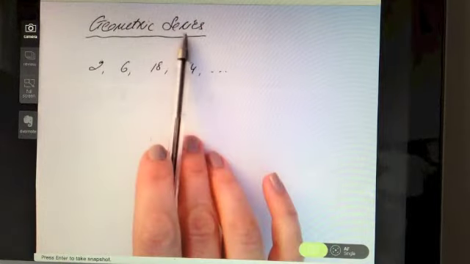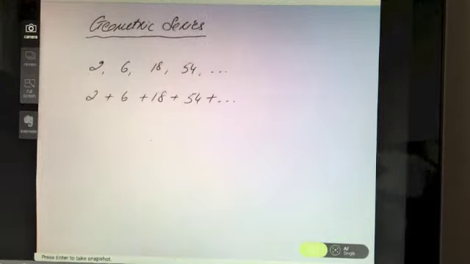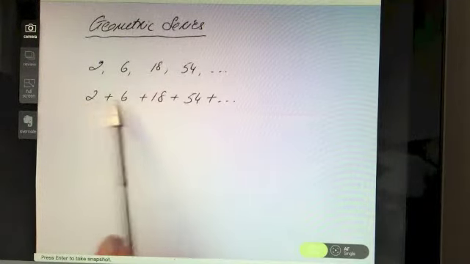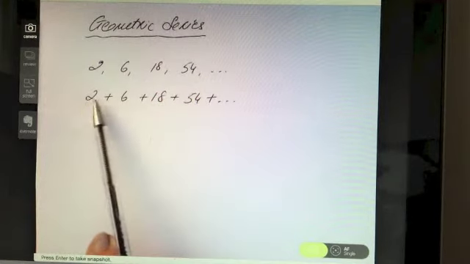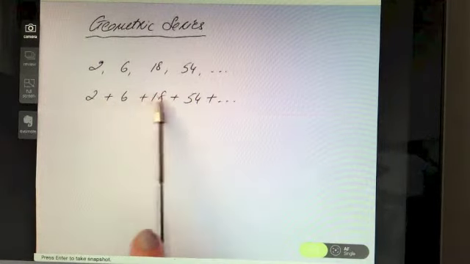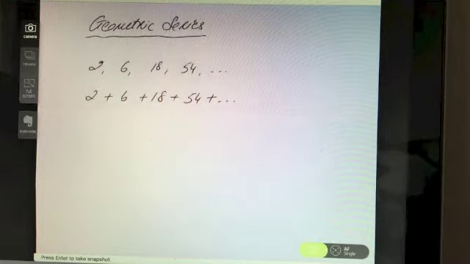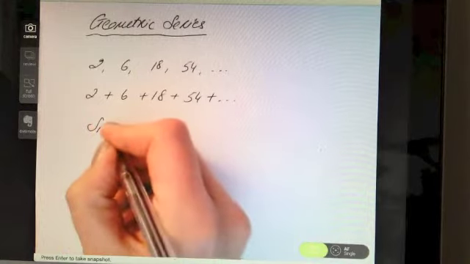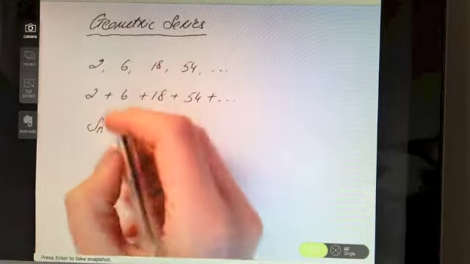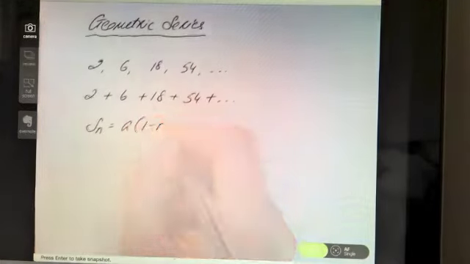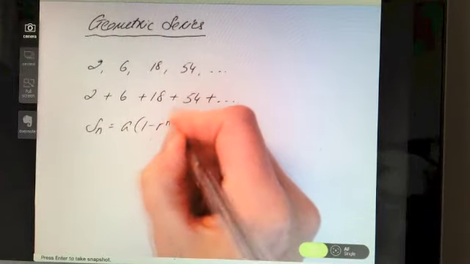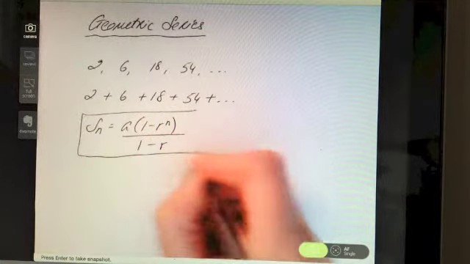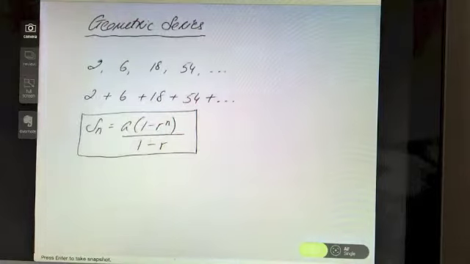A geometric series is when we are adding those numbers together. So the sequence of numbers is going up by times 3 each time, but the series is when we are then adding those terms of the sequence together. Your formula in the log tables for the sum of a geometric series is a times 1 minus r to the power of n over 1 minus r. a, of course, is the first term and r is the common ratio.